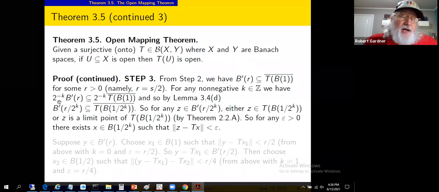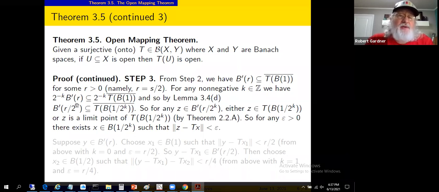We can take those constants, 2 to the negative k, inside the B prime ball and the B ball, as described in lemma 3.4 part D. Take a ball of center 0 and radius R, multiply all those vectors by 2 to the negative k, and that produces a ball of center 0 and radius R divided by 2 to the k.